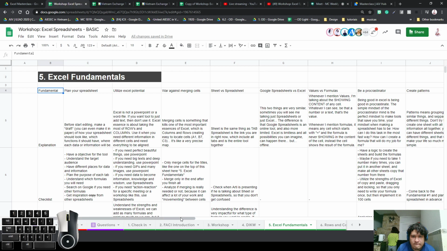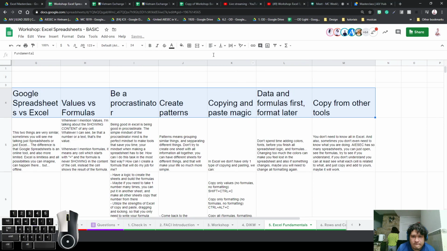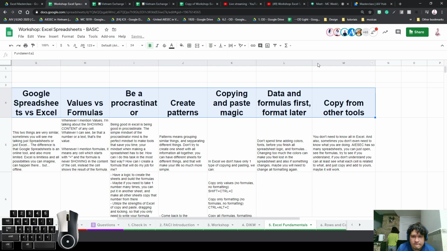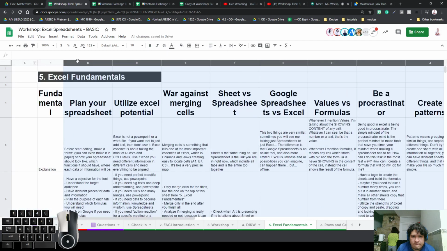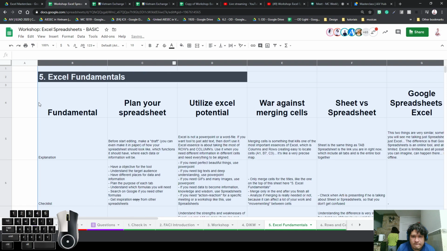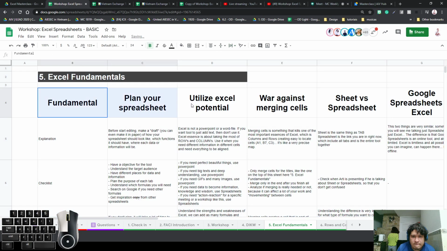It's good because then you can watch me formatting. Let me just make some quick things here. Let's make this big, bold, center. Let's make this bigger, more big. Okay, that's big enough. Let's centralize. Let's make it like this. Beautiful.